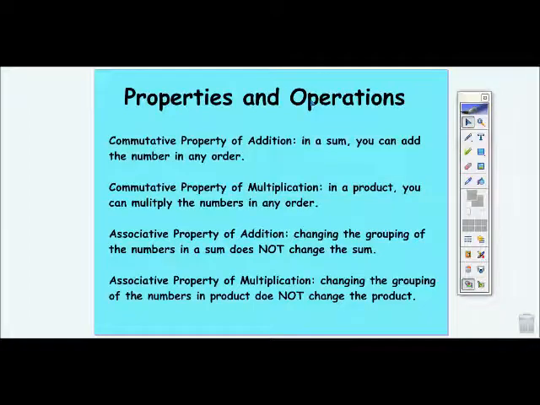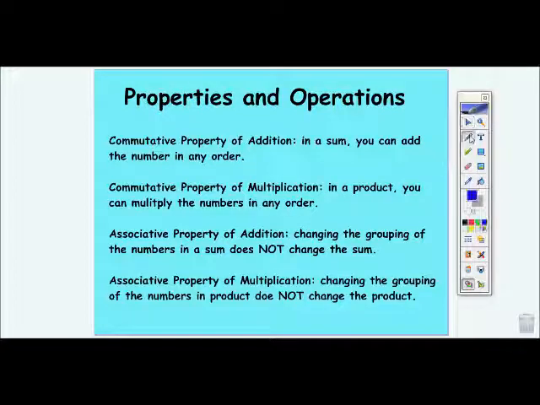Chapter 2 begins with solving equations. The first screen is just telling you the properties and operations that are involved in this chapter. You can go ahead and pause this and read through them. They are ones that we're familiar with.